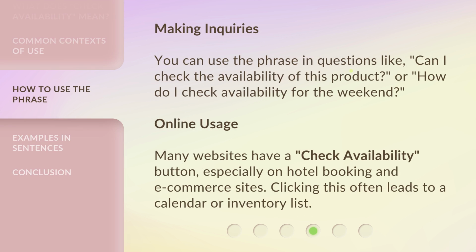Making inquiries. You can use the phrase in questions like, "Can I check the availability of this product?" Or, "How do I check availability for the weekend?" Online usage. Many websites have a Check Availability button, especially on hotel booking and e-commerce sites. Clicking this often leads to a calendar or inventory list.